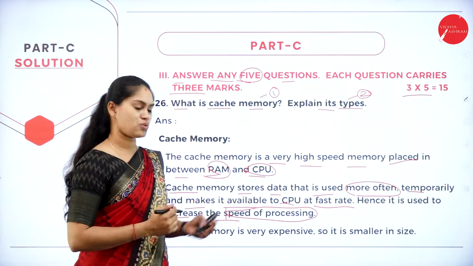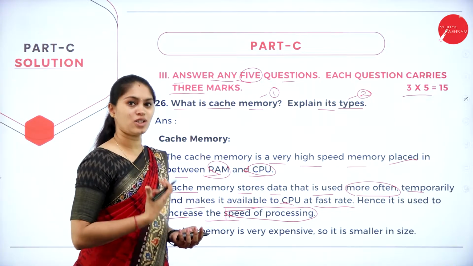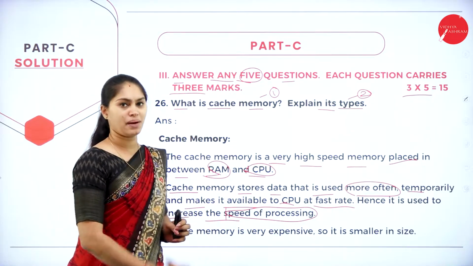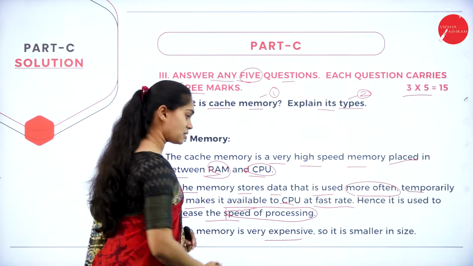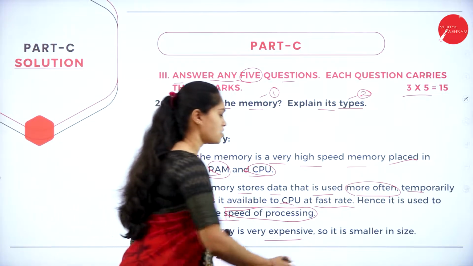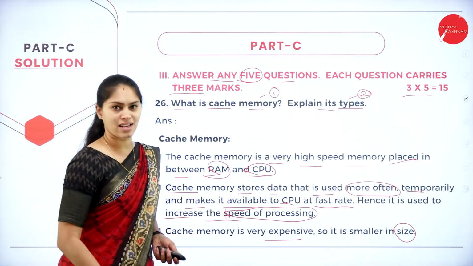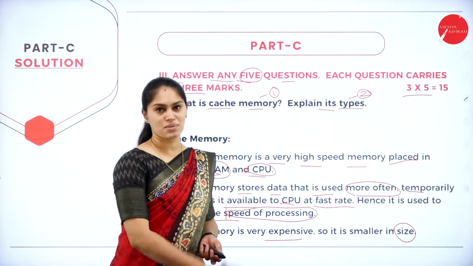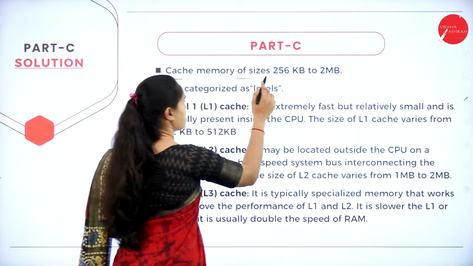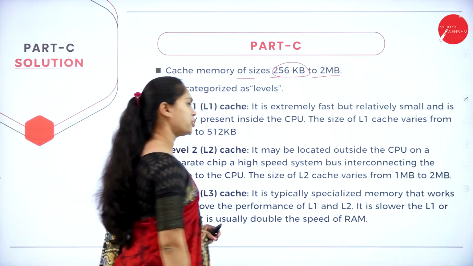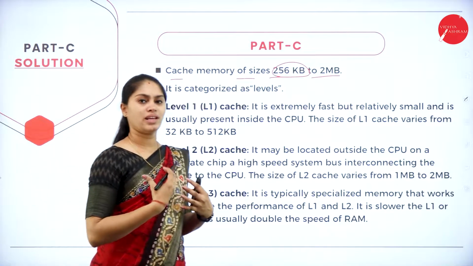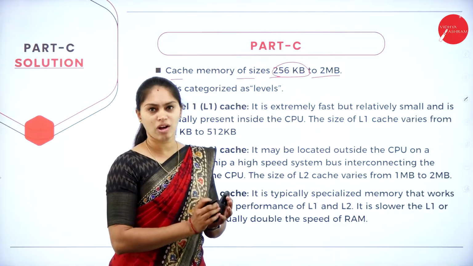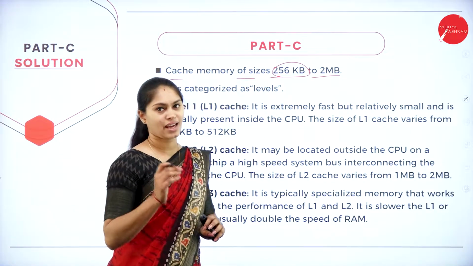This is how cache memory helps to improve the efficiency of data processing and also improves the speed of processing. It is very expensive in nature, but it is smaller in size. Size is nothing but its memory capacity, like how much data it will hold. That will be based on the types. Cache memory sizes vary from 256 KB up to 2 MB. Whatever data and information is required immediately for processing, only that small amount of data will be stored in this cache memory.